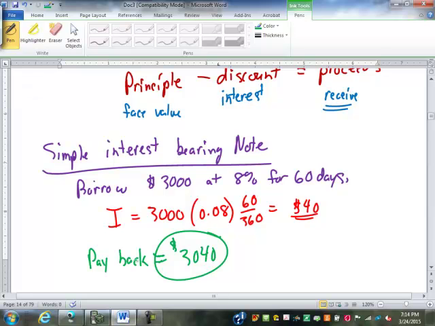That's the same thing we've just been doing. That's the simple interest-bearing note. Now remember, the different one is the simple discount note.